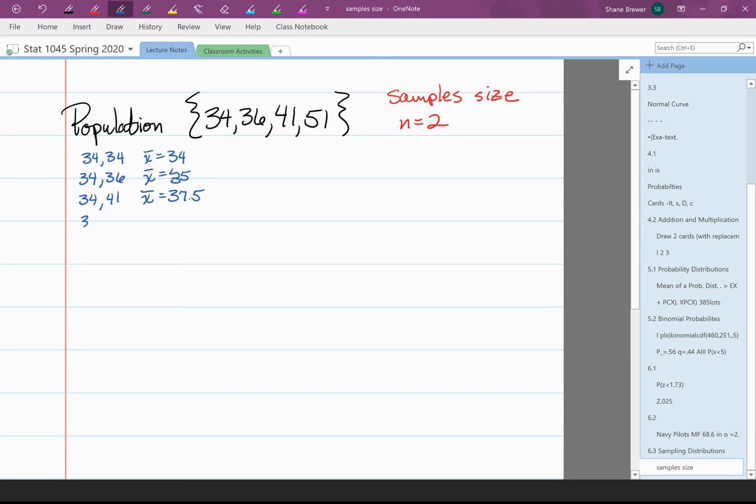And then a 34, 51, right? So that's another possible sample of size 2. And there's 85, so 42.5. Right? So that's the mean of those. So we're going to keep going here. It's going to look like, let me just write for a little while, 36, 34, mean of 35. 36, 36, that's another sample. Obviously the mean there is 36. 36 and 41. And the mean there is what? 77, so 33.5.